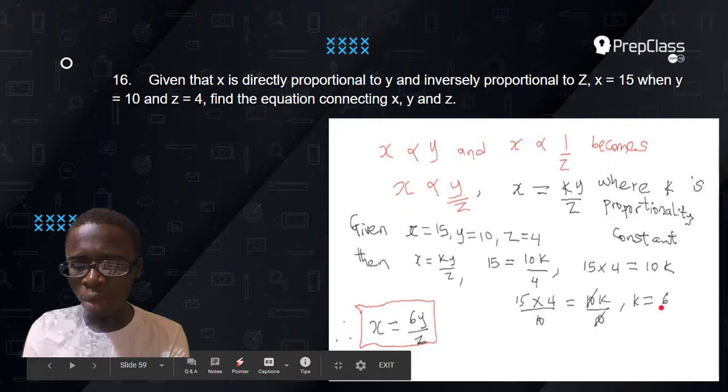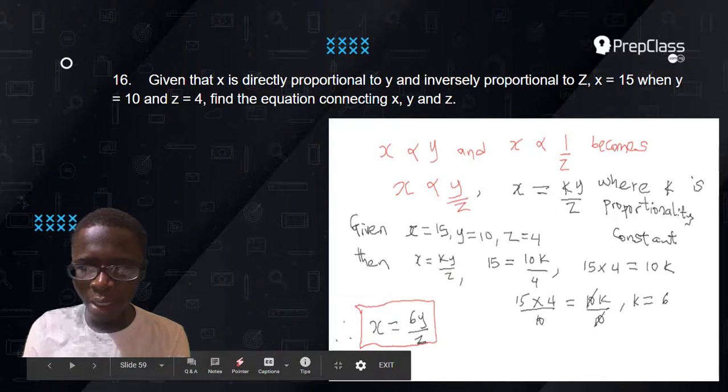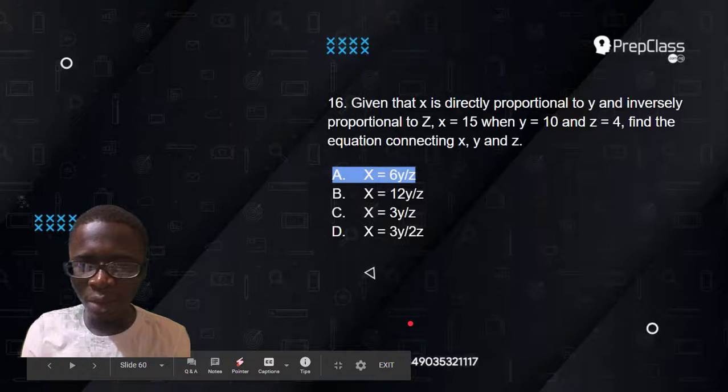So all we need to do is to come back to the original equation and substitute for the value of k, and this will result in x being equal to 6y all over z. So this is option A.